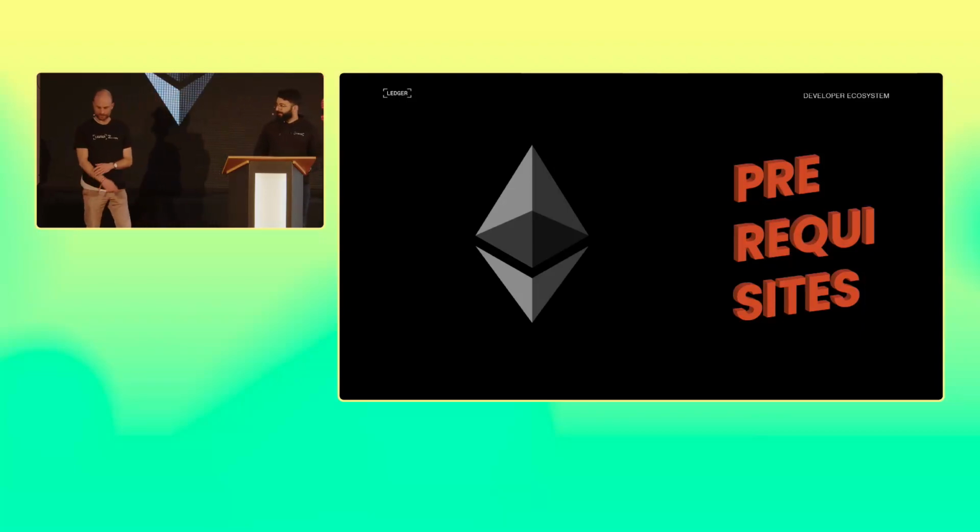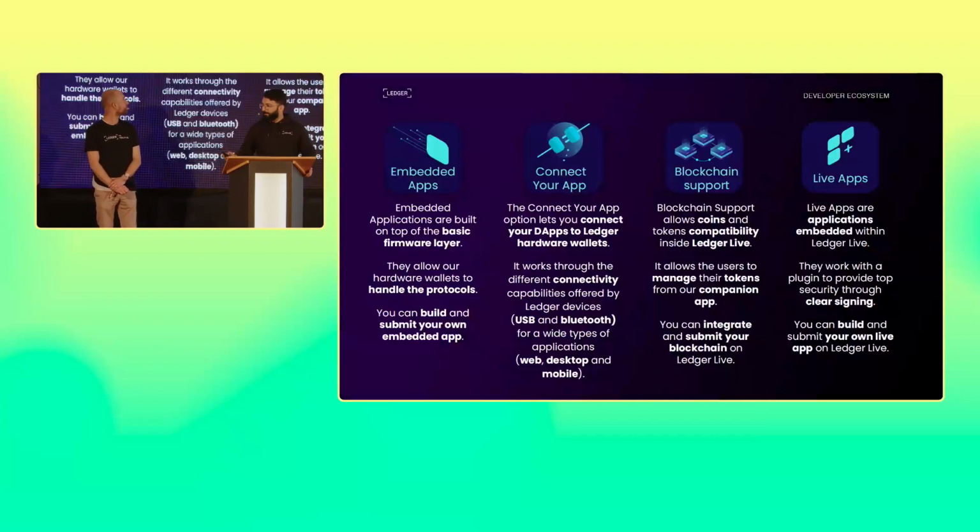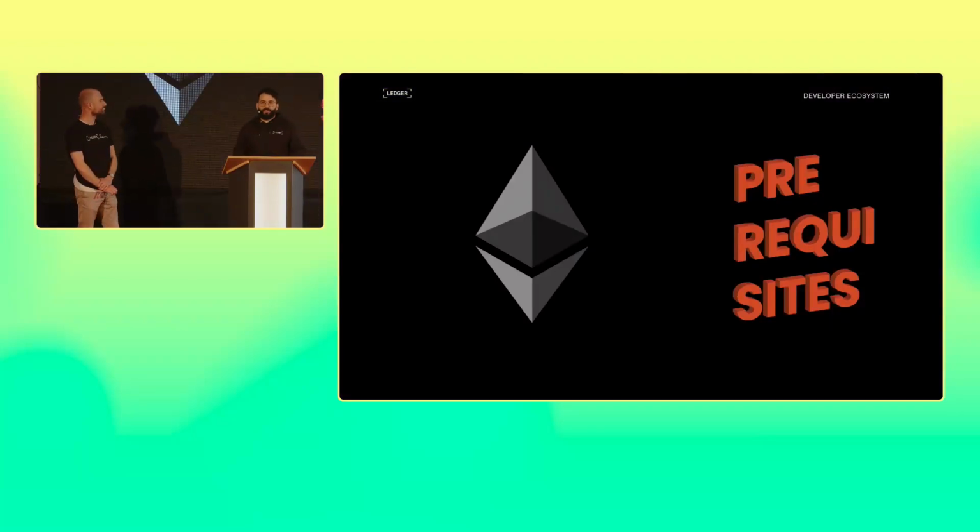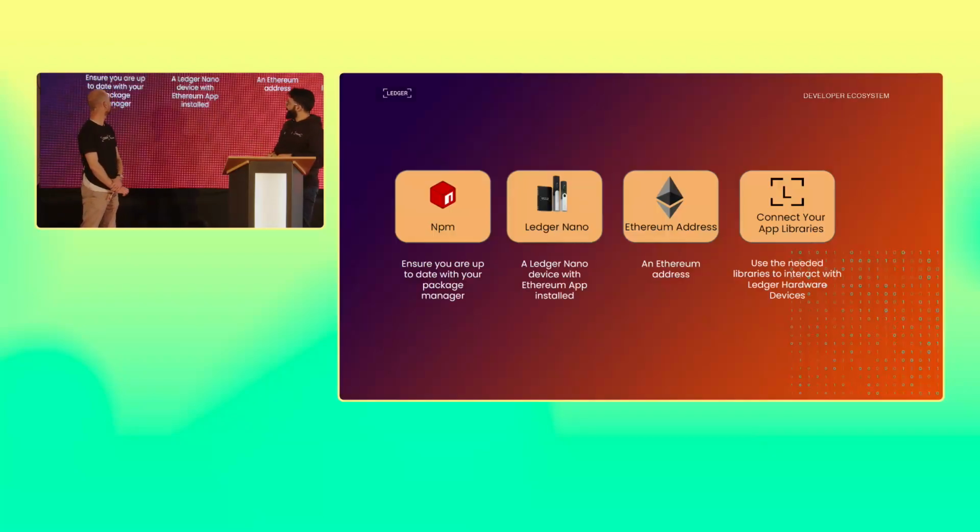So Etienne presented you the different kinds of integration we do. Just to quickly get back, we will focus on the second one, the connect your app option. You have these four different pathways. The second one, the connect your app, is the fastest, most straightforward way to integrate with the Ledger hardware device. So we are going to do a kind of presentation workshop. If you want to take pictures of how to do it, don't hesitate to interrupt me.